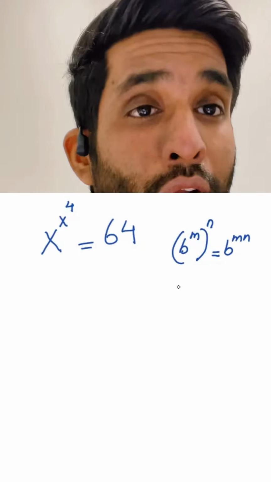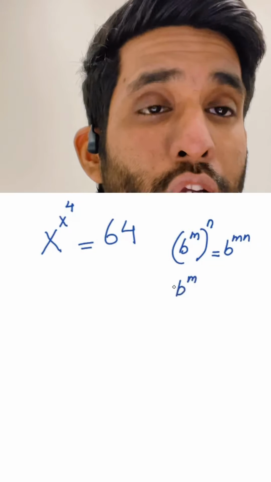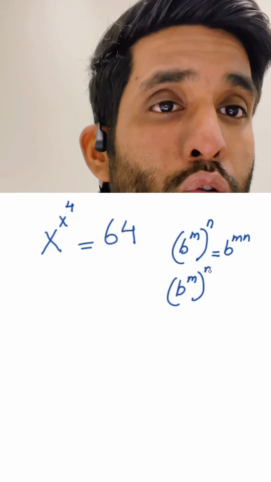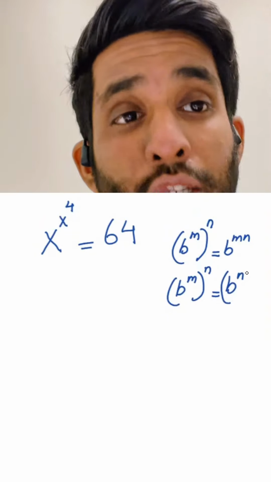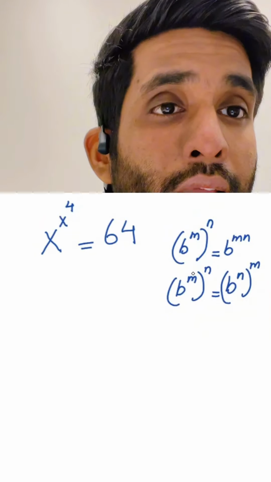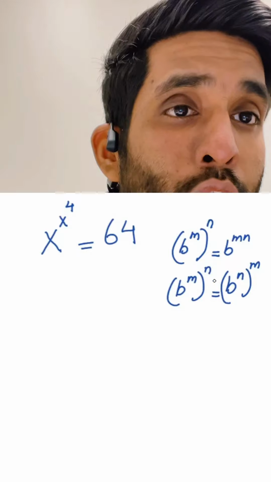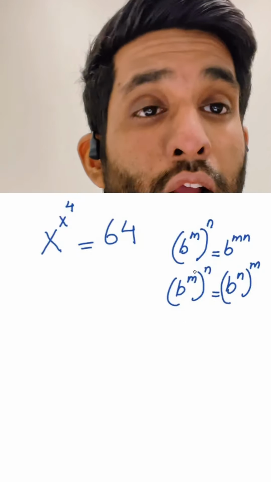Now, another thing that I want to point out before I begin solving the question is that if you have b to the power of m to the power of n, then that is equivalent to b to the power of n to the power of m. Basically, you can just swap the positions of the exponents.